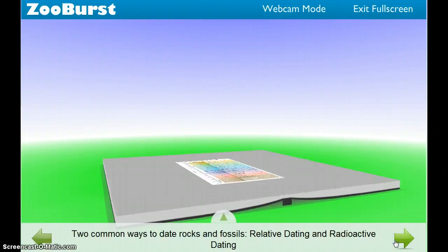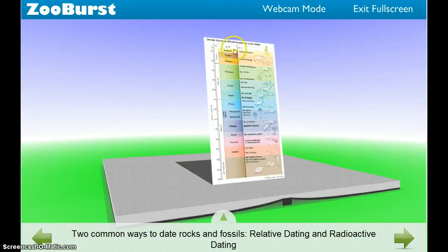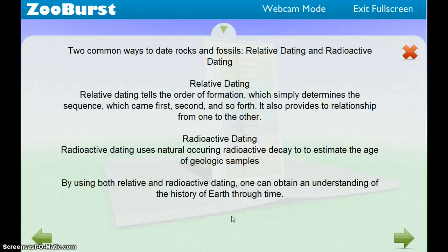So he showed you the geologic time scale. This is a more simplified version. Okay, we know the two different ways of dating rocks and fossils. We have relative dating and radioactive dating. Relative dating basically provides you with relationships and a sequence, which came first, second. Radioactive dating uses radioactive decay to estimate age. With both, you can get a better understanding of the history of the Earth.